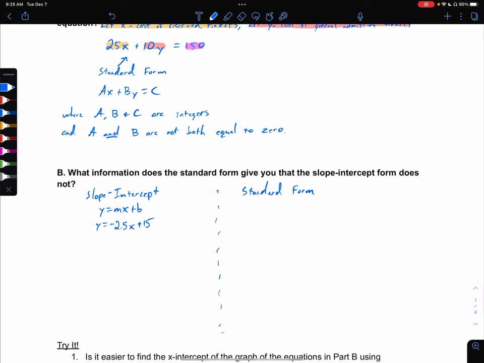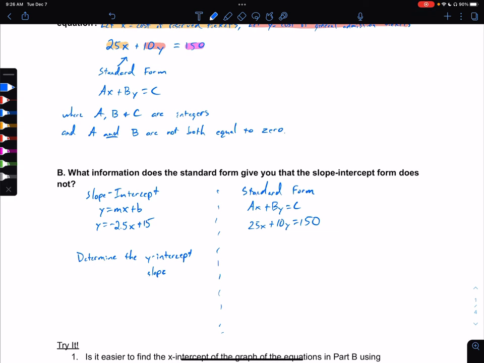Let's write standard form first: ax plus by equals c, and that would be 25x plus 10y equals 150 in this case. What goes on here is that in slope-intercept form, just by looking at it, we can determine the y-intercept pretty quickly. We would still need to figure out the x-intercept if we wanted to, but the y-intercept is pretty easy, and we can find the slope pretty easily.